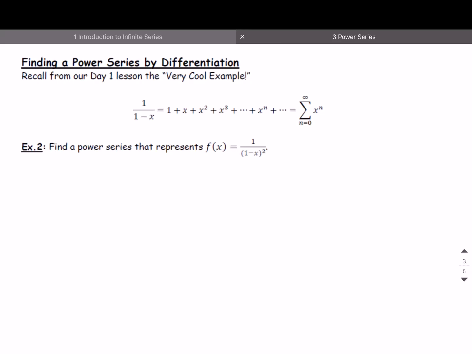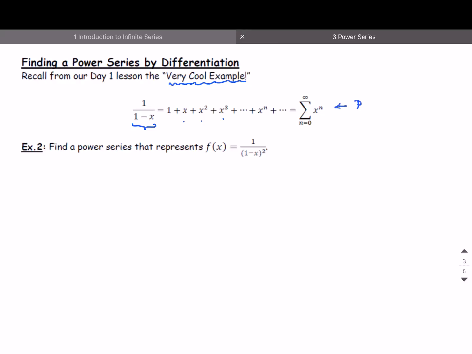Okay? Okay, next we're going to look at finding a power series by using another power series that we know and using derivatives. Now, if you remember back to our day one lesson, we had our very cool example. Remember our very cool example? 1 over 1 minus x, this one. That's 1 plus x plus x squared plus x cubed plus dot, dot, dot, dot, plus x to the n plus, and it continues infinitely, or the summation as n goes from 0 to infinity of x to the n.